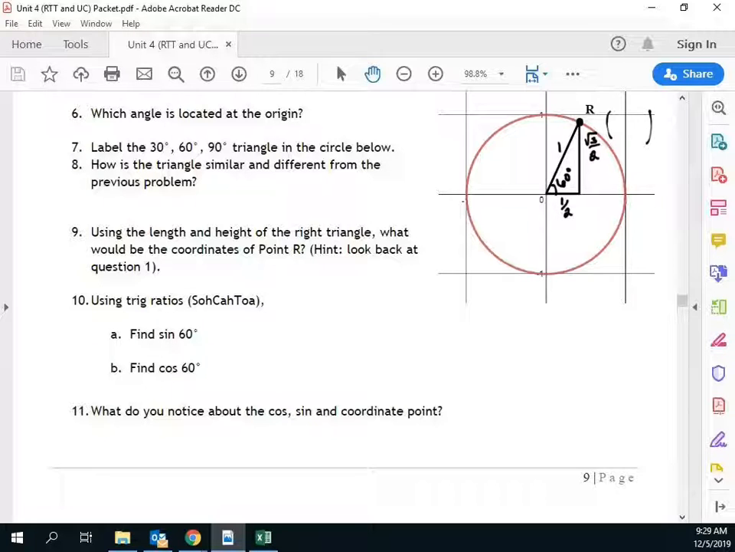Therefore, the coordinates of R is what? There you go. So with that in mind, guys, and what we just talked about with the x and y values being located, what is the sine of 60 degrees? Don't use your calculator this time. Root 3 over 2.